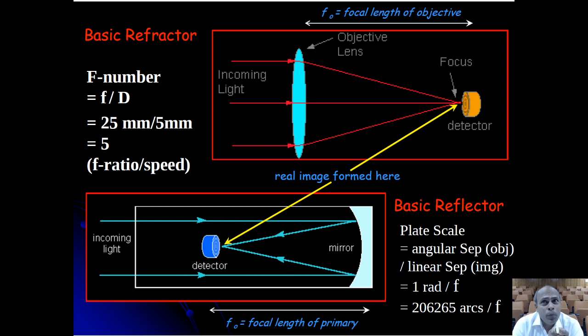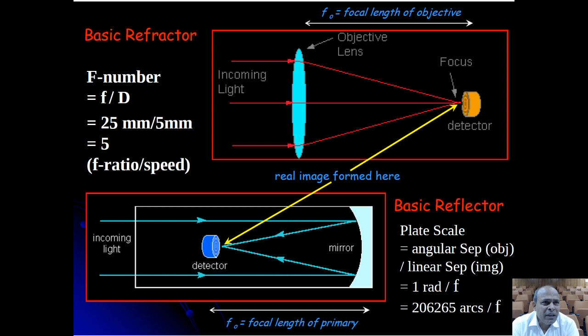There are two very important parameters of a telescope. One is the f number. This f number is basically the ratio of the focal length and the diameter of the objective lens. In this case I have taken an example of 25 millimeter focal length and 5 millimeter diameter. So this f number is 5 in this case. This f number is also called the f ratio of a telescope or the speed of a telescope. We'll discuss more about this in later slides.